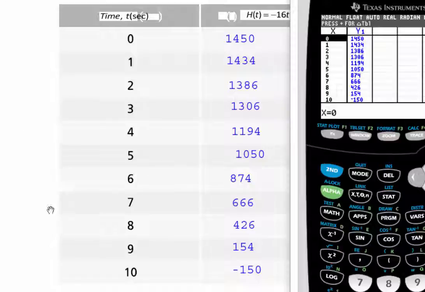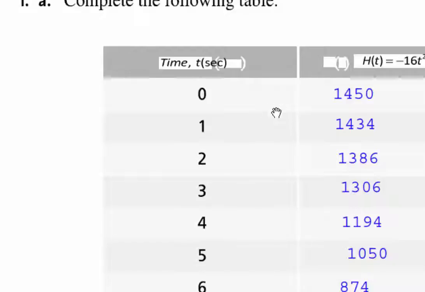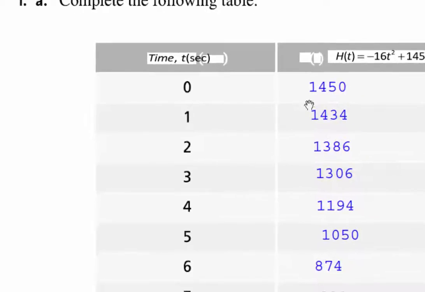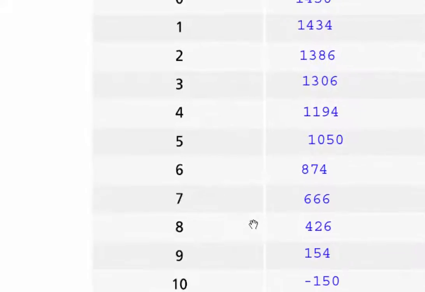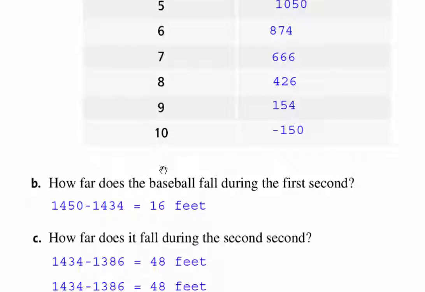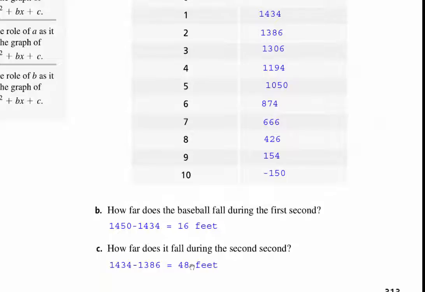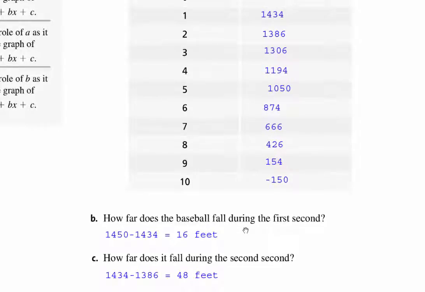So now let's look at question 1b. We're asked, how far does the ball fall during the first second? Well, from 0 to 1, that's the first second. So if I subtract these two heights, that should tell me how far it fell. So it looks like the ball falls 16 feet in the first second. And then in the second second, from 1 to 2, we have to do the subtraction. And it looks like the ball fell 48 feet. So in the first second, it falls 16 feet. In the second second, it falls 48 feet. So it looks like the ball's speed is increasing. It's accelerating, because in the same time frame, the ball's traveling a greater distance.